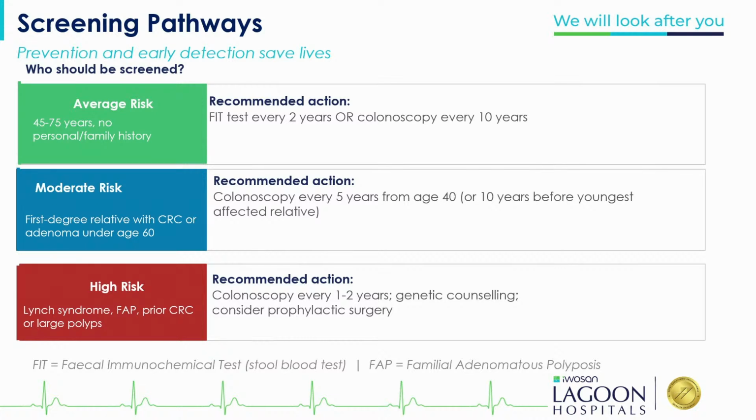Now, there's no hard and fast rule. So that's why there are different risk categories. And depending on whether you are deemed average risk, moderate, or high risk, that determines what the recommended action is going to be. So are you getting a colonoscopy every 5 years? Or are you getting a colonoscopy every year? Do you need to have prophylactic surgery? Or do you just do your FIT test every 2 years?